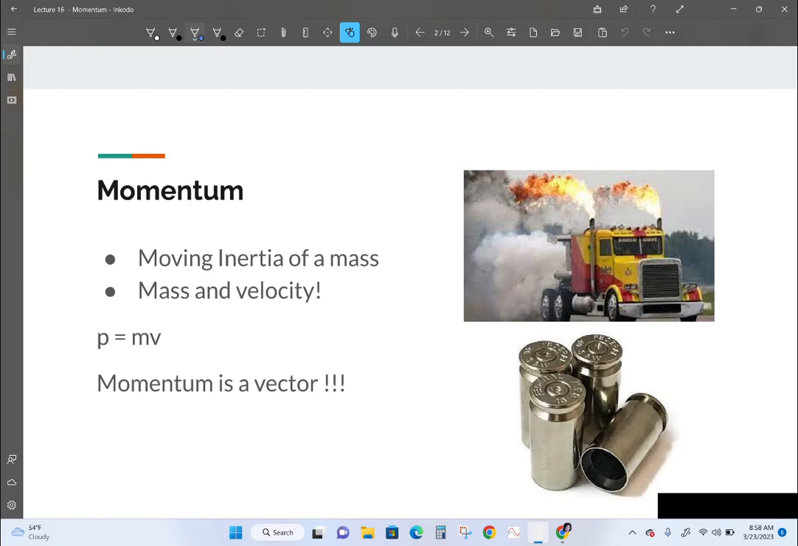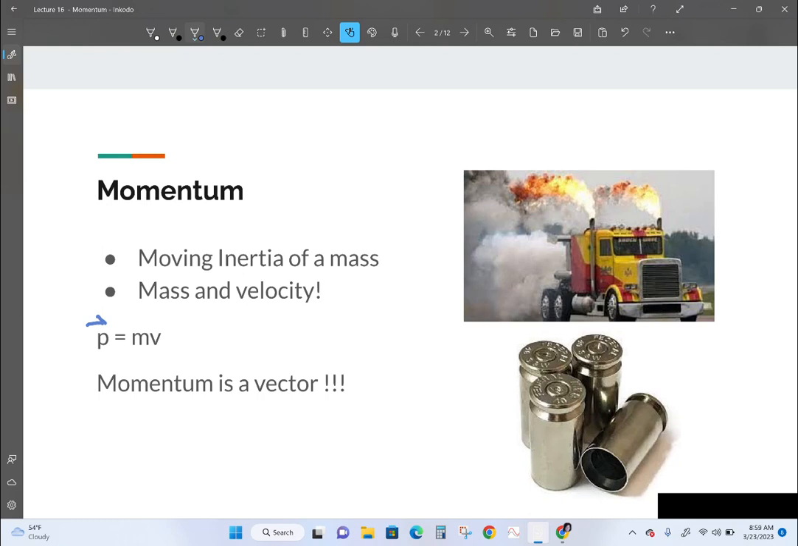He said, hey, we know that when something's at rest, its inertia is really directly related to its mass. But what about when it's moving? And the first thing he did is he defined the moving inertia of something. He said if something's moving, it has inertia because of its mass and its velocity. So the symbol for momentum is a P, and it is a vector.